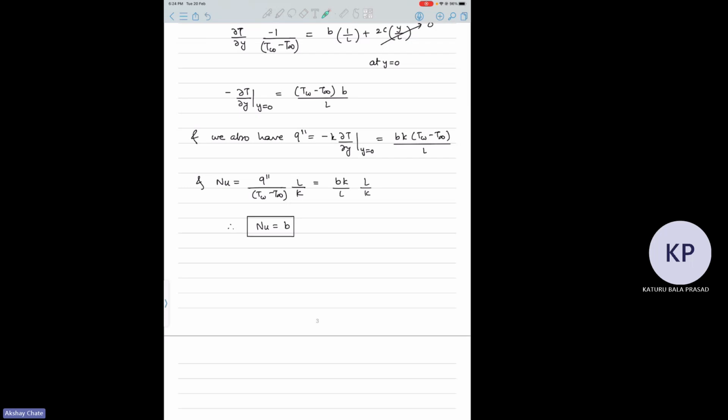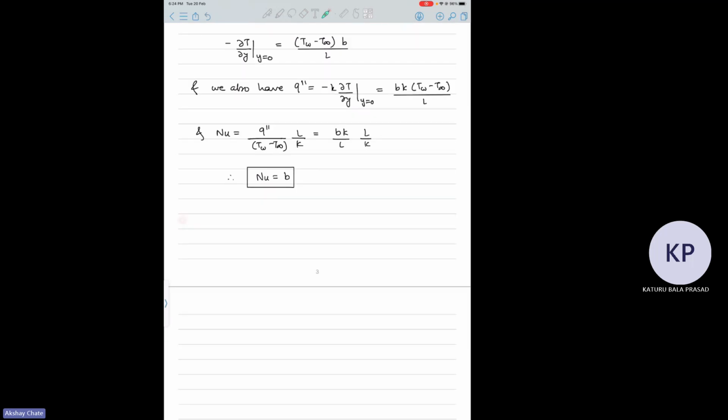There was another question, so a similar question. This is also a previous year GATE question. A similar question was there, and the only thing they did was change the temperature profile. So in this case, the temperature profile was given like this: 3 by 2 y by L minus 1 by 2 y by L cube.